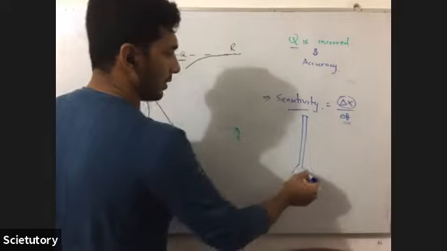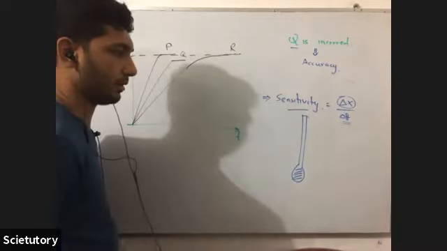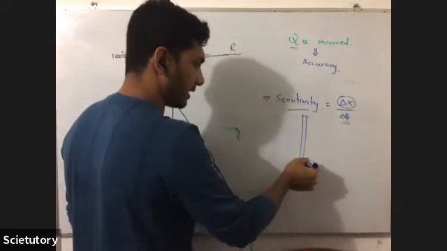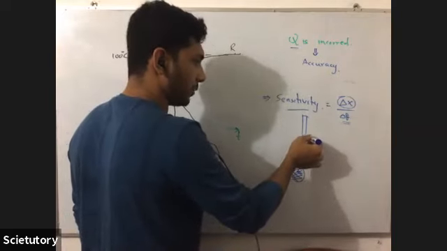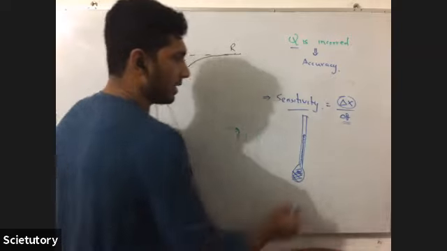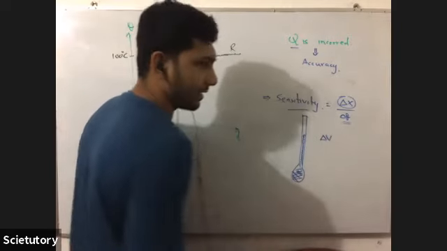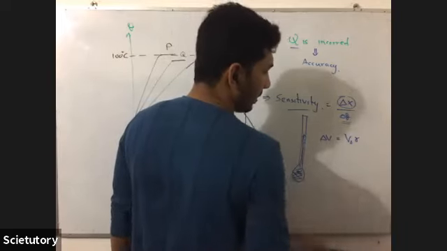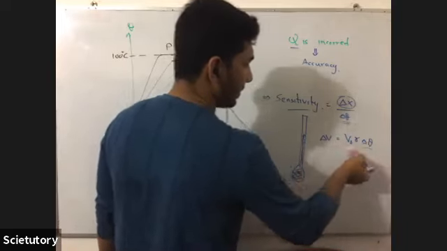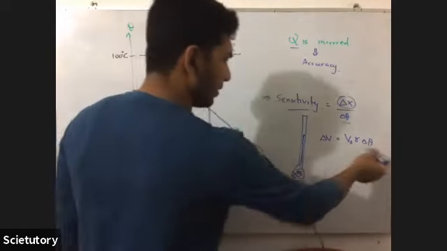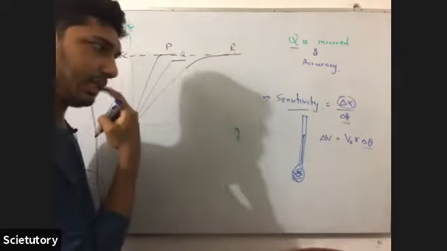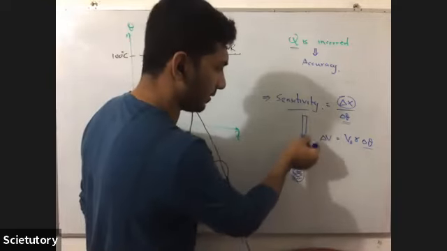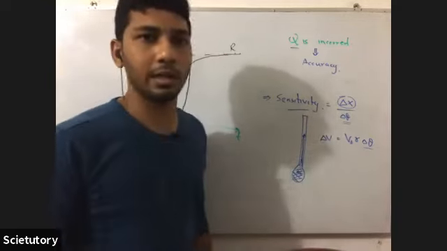So you have some amount of mercury here. Due to the expansion, the increase in volume is pushed into this capillary tube. That expansion in volume, delta V, is given as V naught into gamma delta theta, where delta theta is the temperature change. So what property determines the sensitivity here? It is the change in the length of the mercury column.